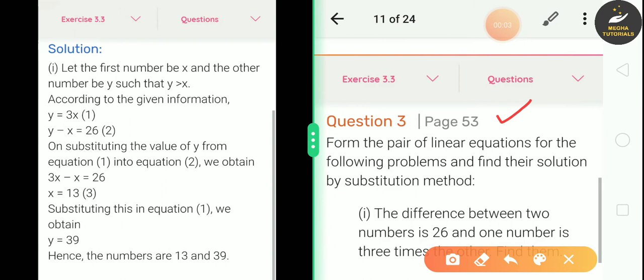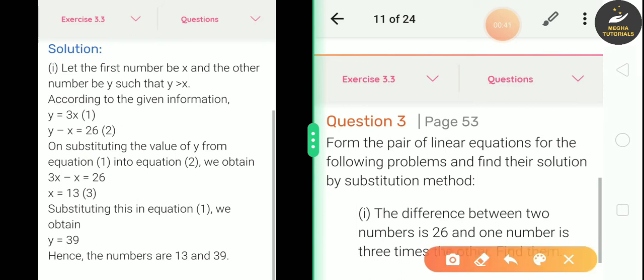Question 3. Form the pair of linear equations for the following problems and find their solution by substitution method. So the first question is, the difference between two numbers is 26 and one number is 3 times the other, find them. Okay, so let's see the solution on the left hand side. Let the first number be x and the second number be y such that y is greater than x. According to the condition, the difference between two numbers is 26. So greater number minus smaller number, that is y minus x is equal to 26. And another condition is one number is 3 times the other.